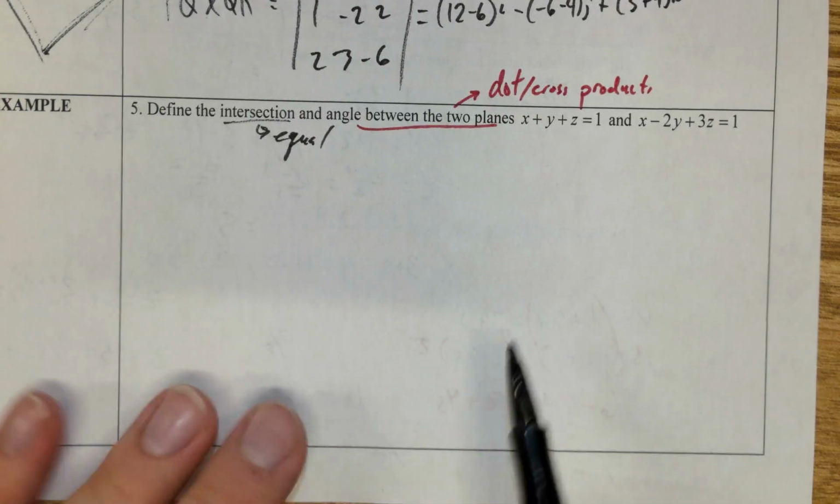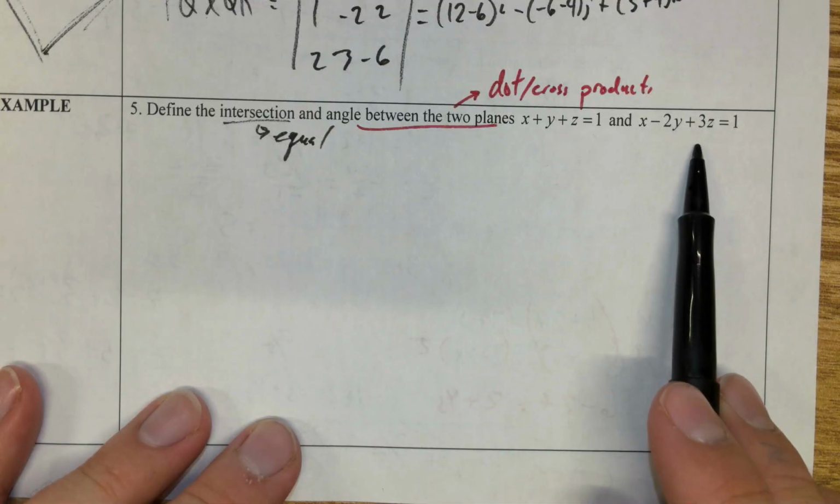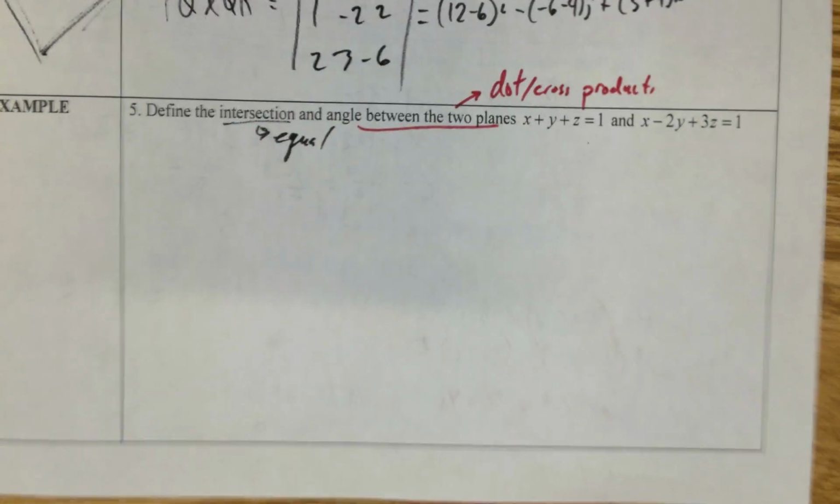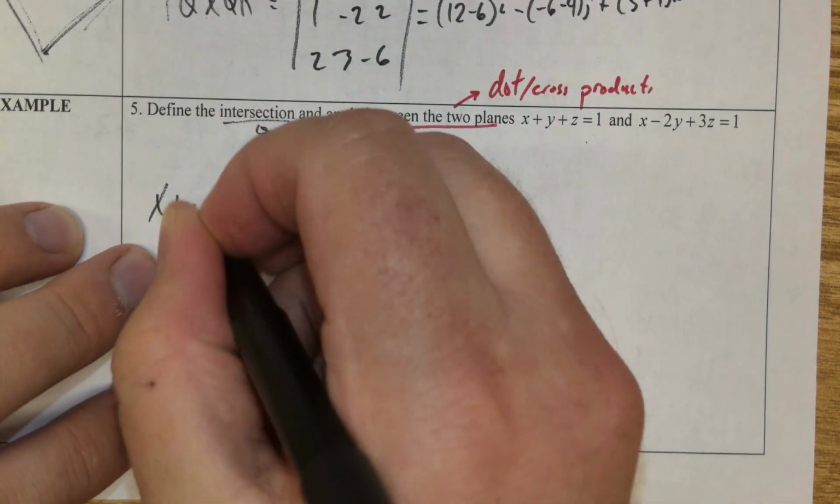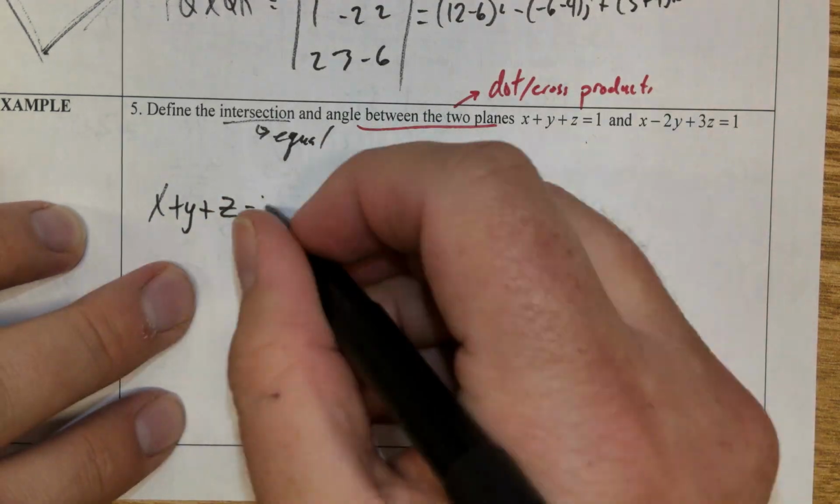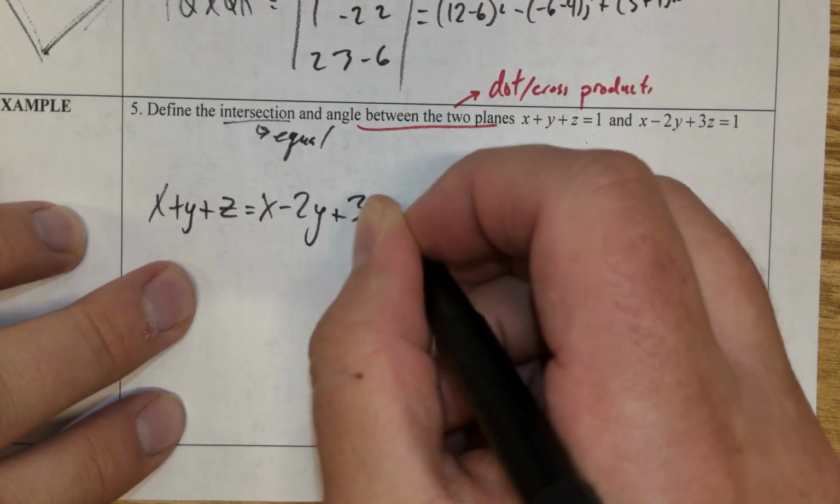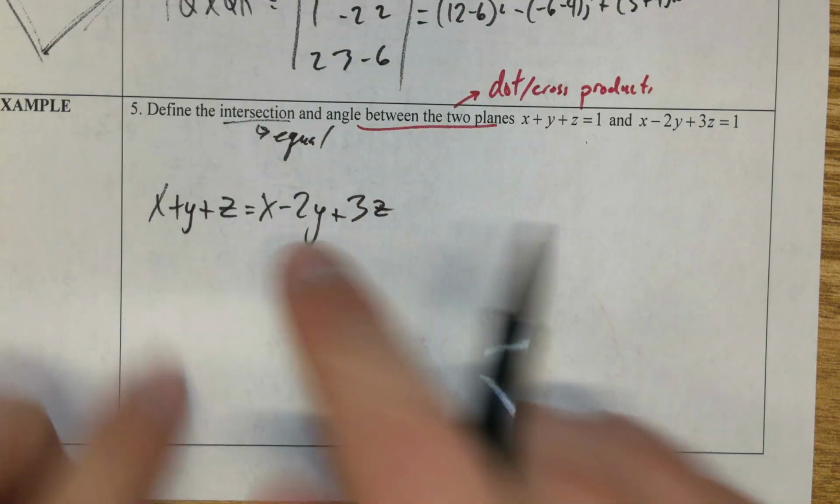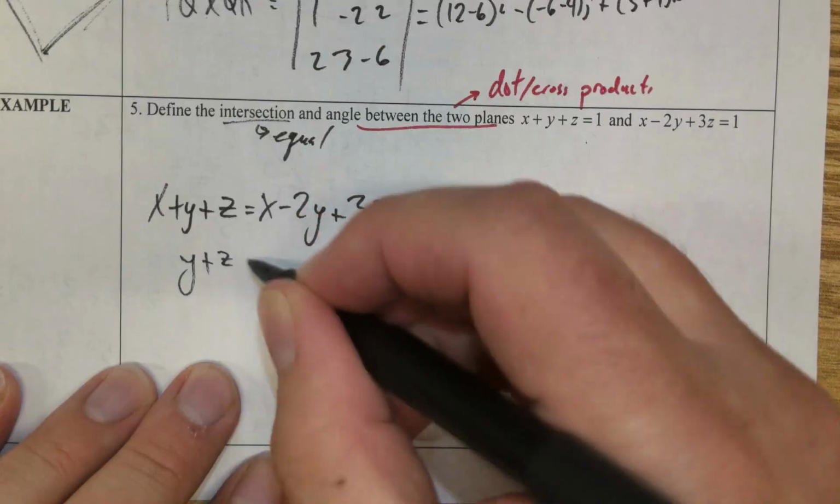Well, if it wants me to make these two things equal, they kind of already are. This is equal to 1, that's equal to 1. I'll just set them equal to each other. x plus y plus z equals x minus 2y plus 3z. But it doesn't work out so perfectly. My x's cancel, and I'm just left with this relationship.